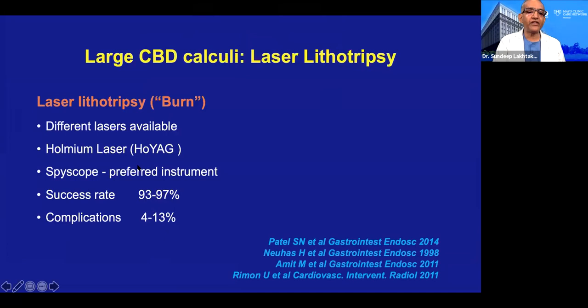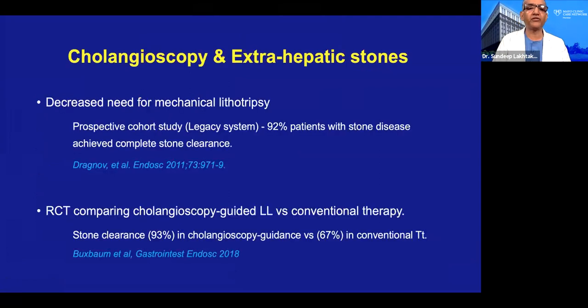So there are several types of laser available. The commonest, currently being used, is holmium. SpyScope is generally preferred. Success is quite high in expert hands, but it also has some complications if you touch the wall. Although it's fairly safe, if you keep burning the CBD wall at a very acute angle, then it can cause complications like bile leak.